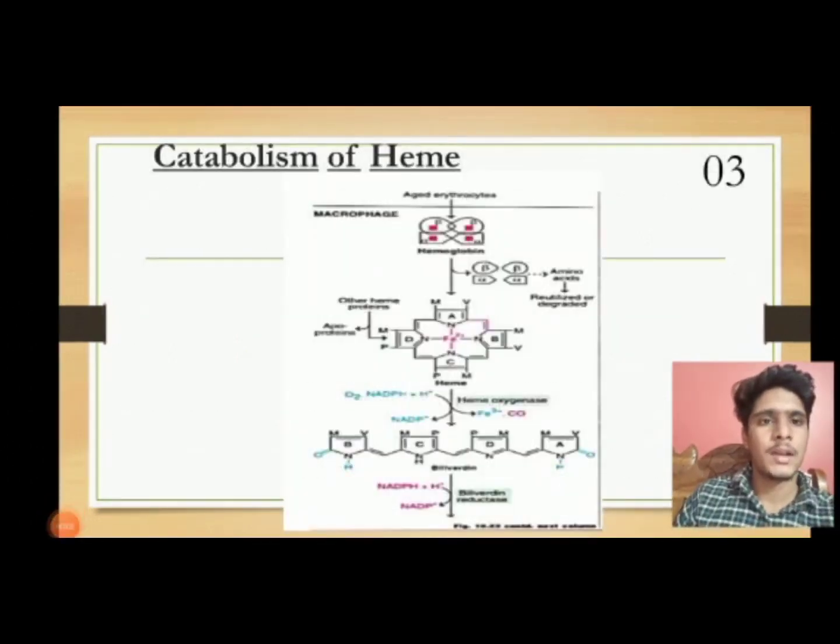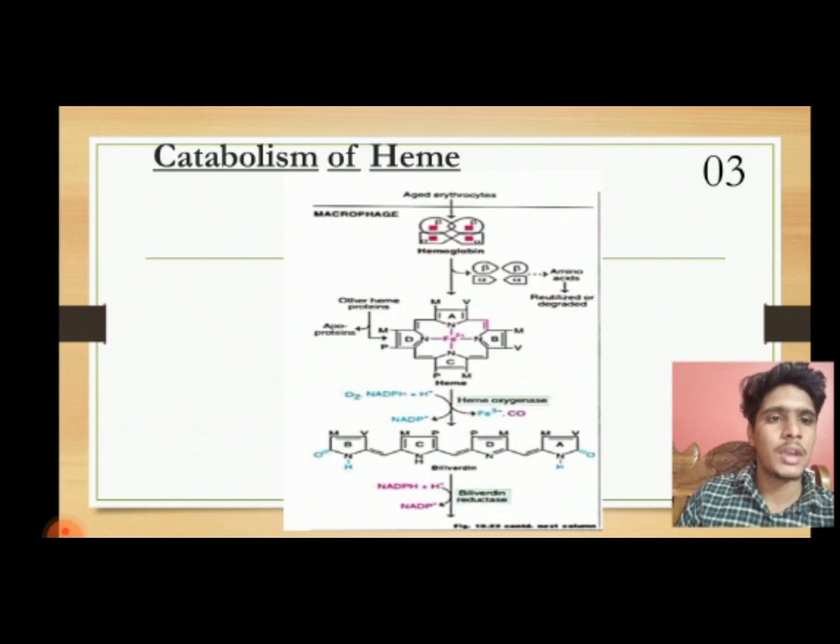Now coming to the pathway. When aged erythrocytes enter into the macrophages, hemoglobin is cleaved into heme, the non-protein part, and globin, the protein part. Globin is reutilized or degraded. Heme with oxygen is converted into biliverdin in the presence of the enzyme heme oxygenase. Here NADPH2 is utilized and converts into NADP plus. Ferrous ion in heme is oxidized into ferric ion and carbon monoxide is also released.